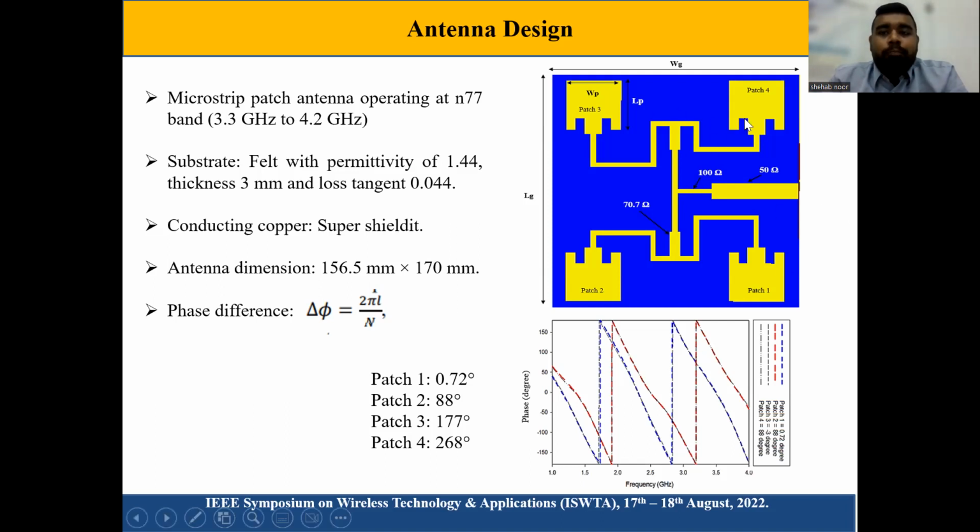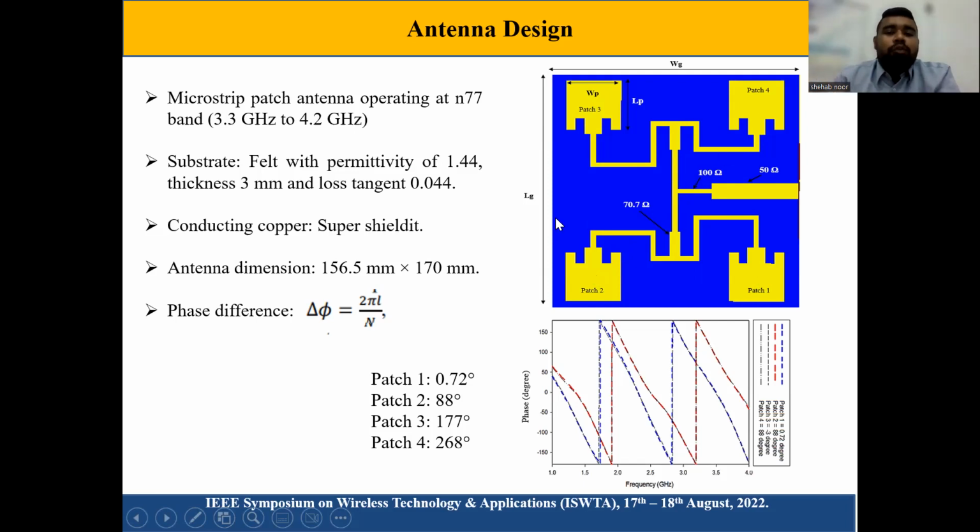We have four patches here, as you can see, and the antenna dimension is 156.5 mm by 170 mm. Basically, the design is a uniform circular array antenna. As you can see here, the patches are arranged in the form of a circular array, and the radius from the center to the center of the patch is uniform, the same for all the patches.